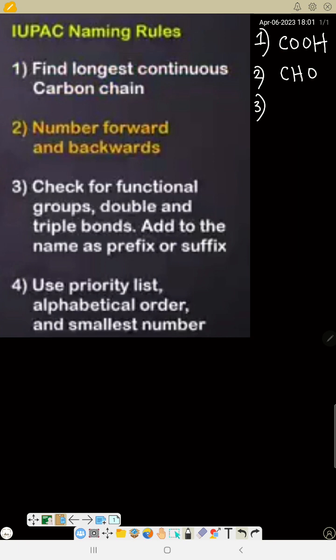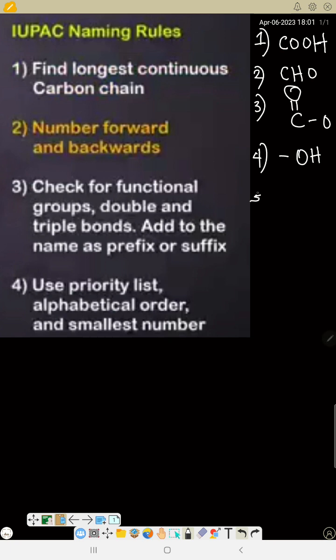And what is the CHO? That is alkanals. So CHO is alkanal. Number 4 is the hydroxyl group, OH. If you have the hydroxyl group, OH, or the alkanol, OH is alkanol, or hydroxyl group.